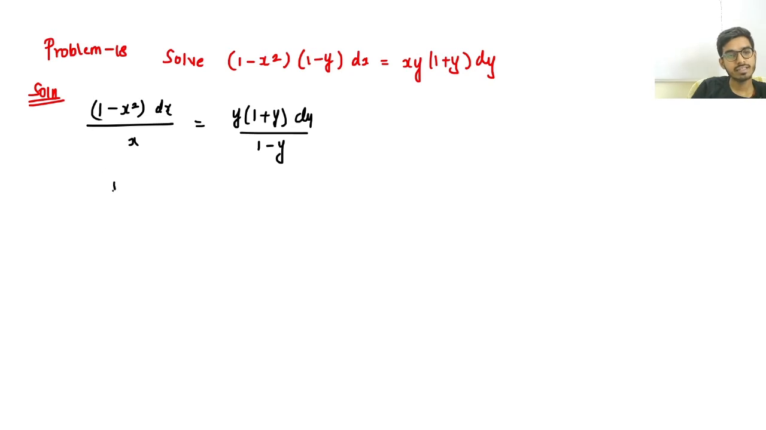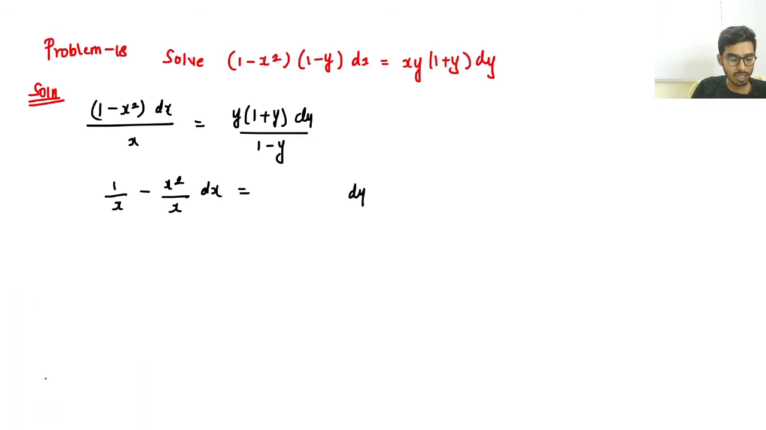So I can write this as integral, I simplify this, after that I will integrate. This will be equal to integral of 1 by x minus x square divided by x dx is equal to, let us keep this as it is, y into 1 plus y divided by 1 minus y dy, right? Yes. Now what I'm going to do is make some adjustment to this term so that we can easily integrate, right? So what we have here is y into 1 plus y divided by 1 minus y.